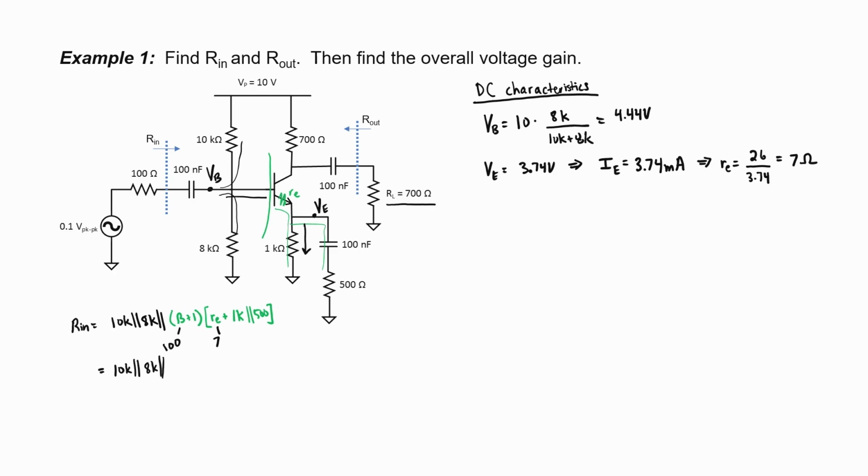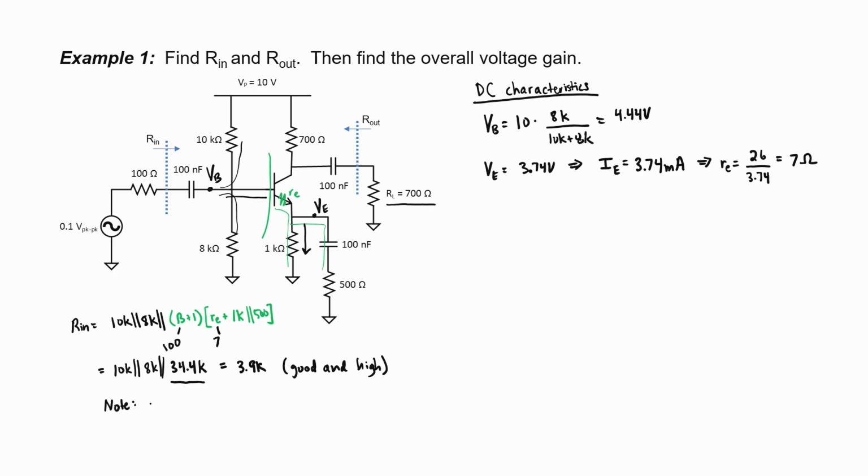Everything in green here works out to about 34.4 kiloohms. It's a reasonably large number relative to the other two resistors, so it wasn't strictly necessary here in order to find the input impedance. It winds up being 3.9 kiloohms. I'll write the words good and high here because that's a good and high input impedance when we compare it to our 100 ohm source resistance here.